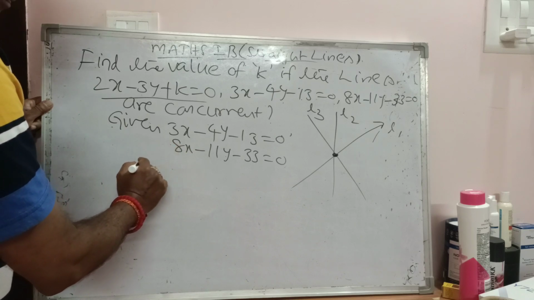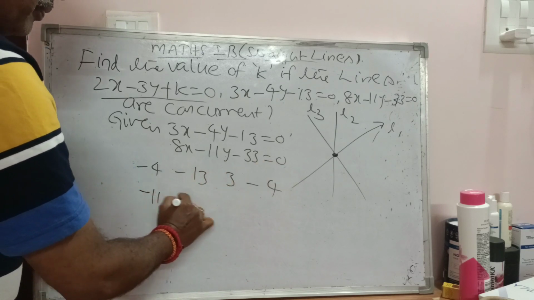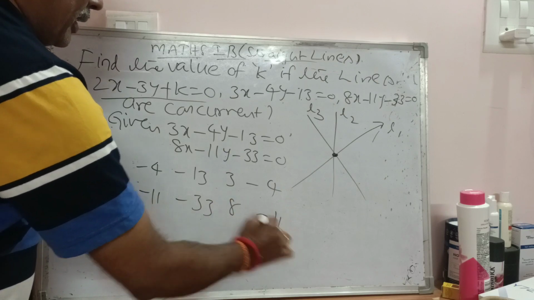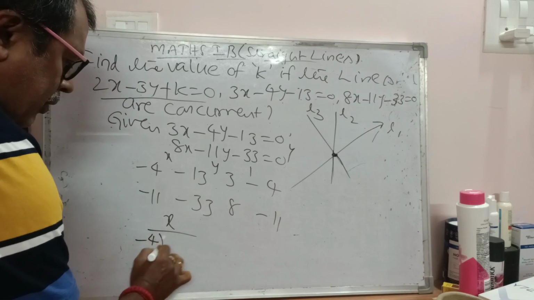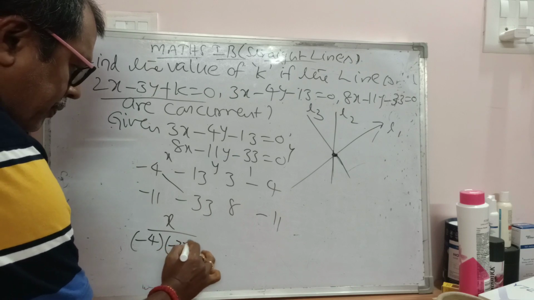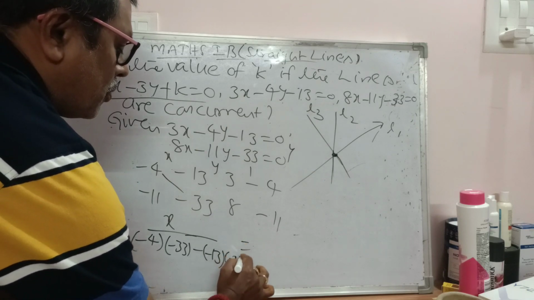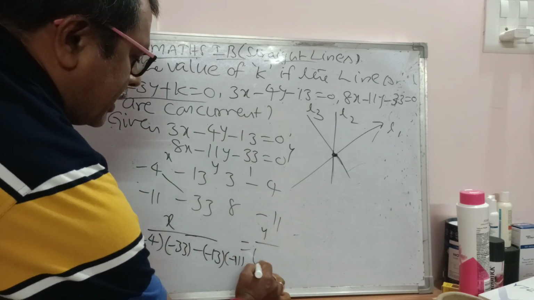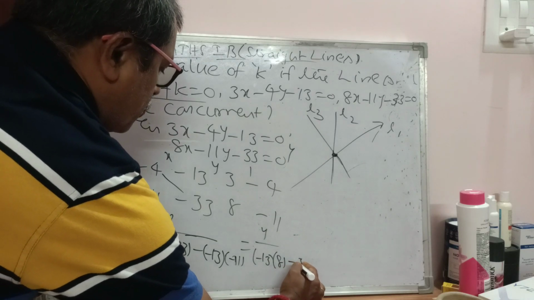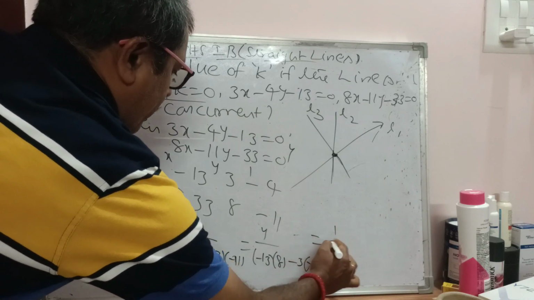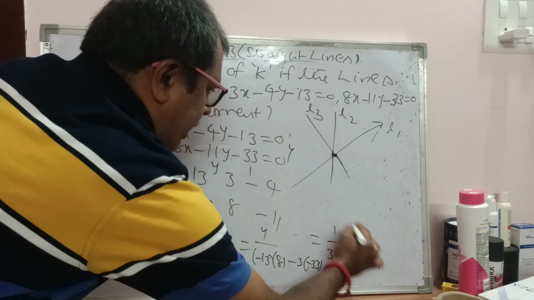Therefore, by cross multiplication with the coefficients -4, -13, 3, -4, -11, -33, 8, -11: x by (-4 into -33 minus -13 into -11) is equal to y by (-13 into 8 minus 3 into -33) is equal to 1 by (3 into -11 minus -4 into 8).